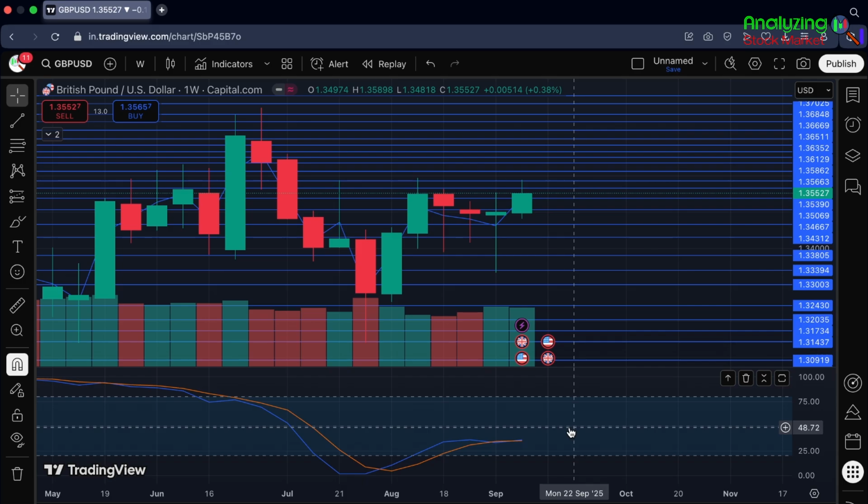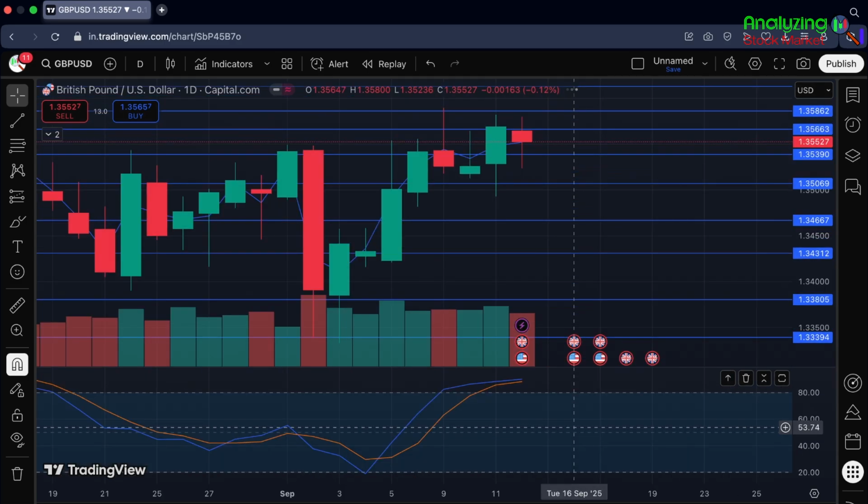So now let's mark some important support zones and resistance zones on a 1-day chart. Here I have already opened the 1-day chart.